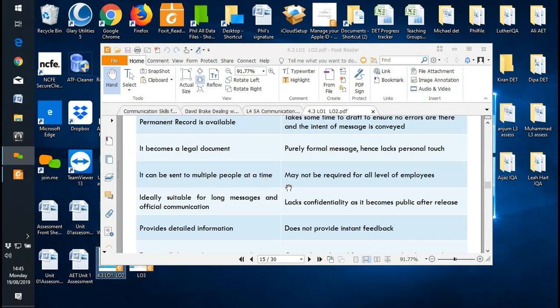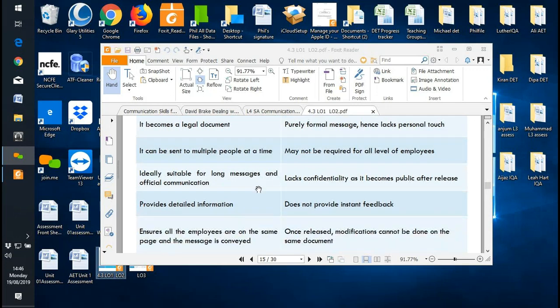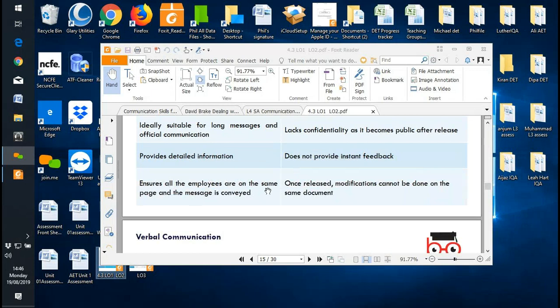It can be sent to many people at the same time, but may not be required for all levels of people who you want to speak to. It's suitable for long messages and official communications. This is why you will get group meetings within an organisation who will then pass this information on to the different levels within the organisation. And again, it lacks confidentiality as it becomes quite public after release. It provides detailed information but does not provide instant feedback. Ensure all employees are on the same page and the message is conveyed, but once released, the modification cannot be done on the same document.